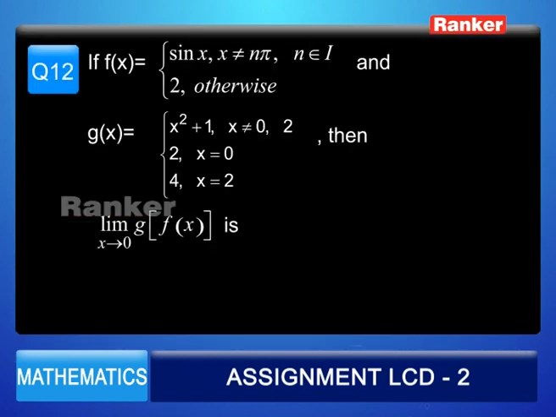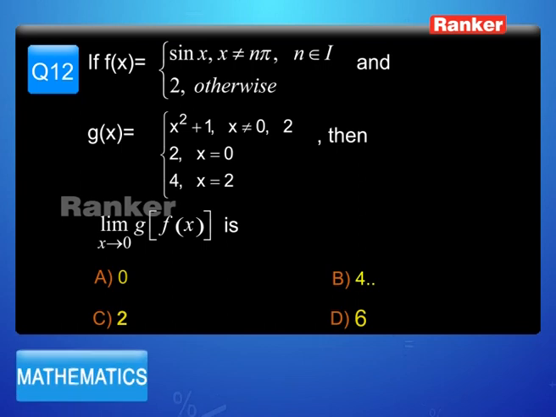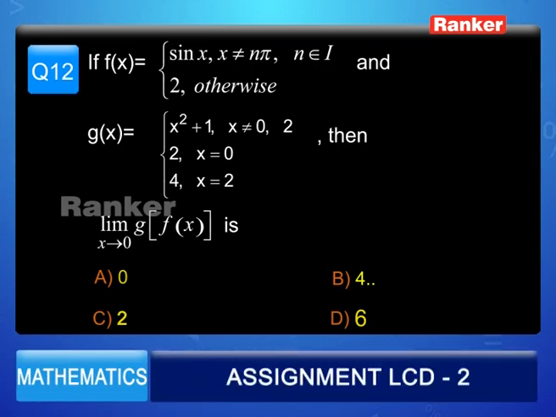If f of x is equal to sin x whenever x is not equal to n pi and 2 otherwise, and g of x is given as g of x is equal to x square plus 1 when x is not equal to 0 or 2, 2 when x is equal to 0, 4 when x is equal to 2, then we have to evaluate limit extending to 0 g of f of x.